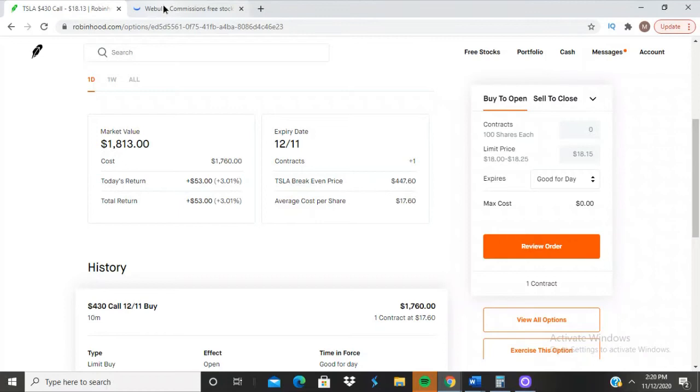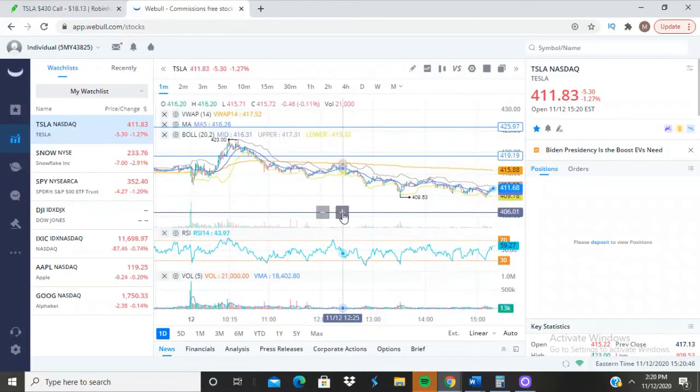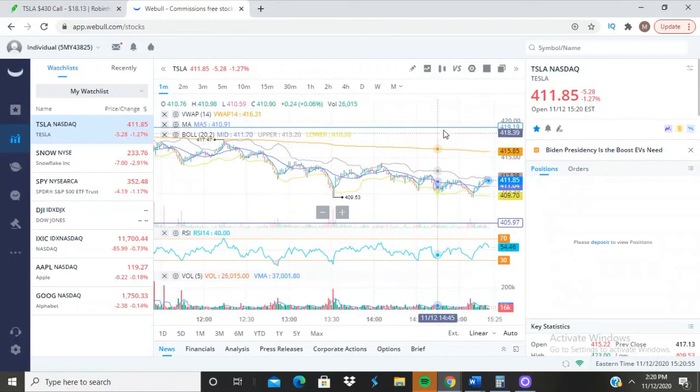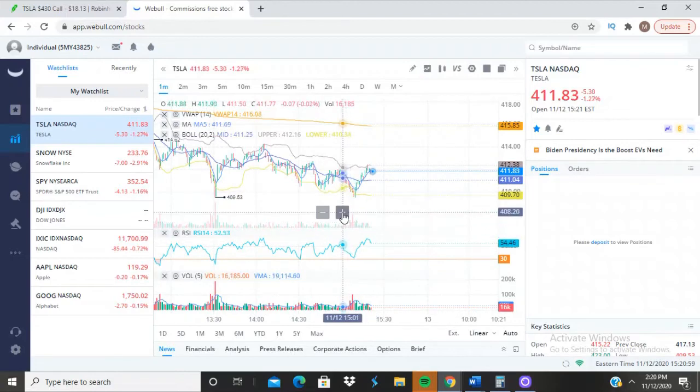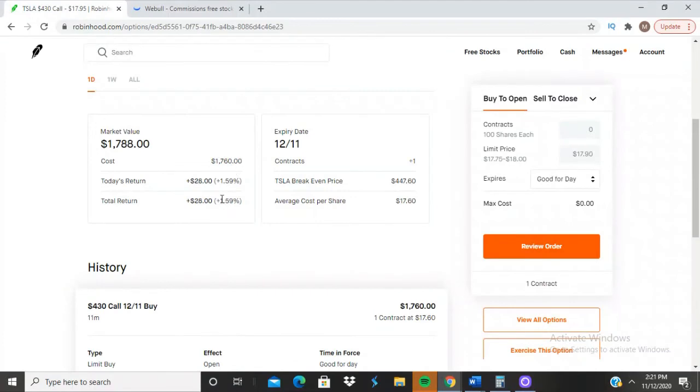Let's take a look at the stock and actually see what it's doing. So it's going back down right now. I'm only at $28 profit. Sometimes you gotta know when to take profit, man. You can't be leaving that profit. You gotta take it. 33, 23. Damn, man. I feel like I should have took that 75 now.